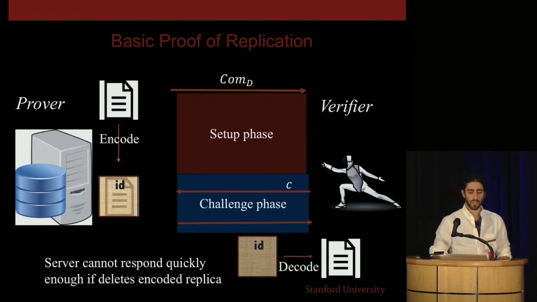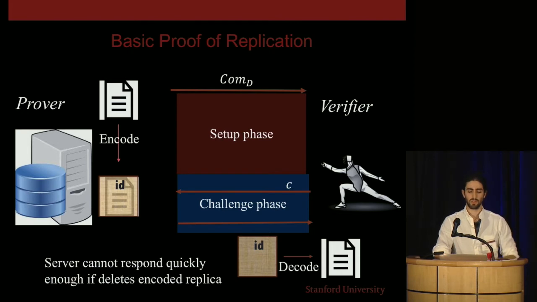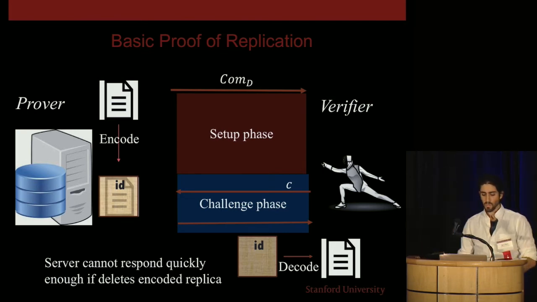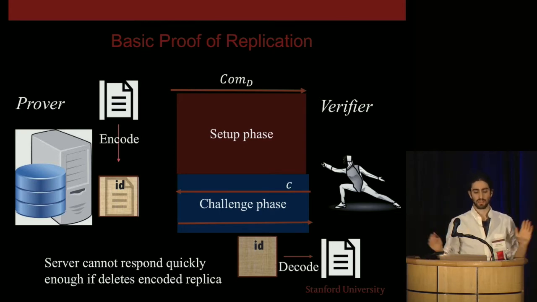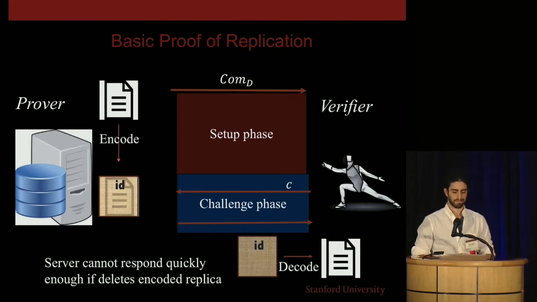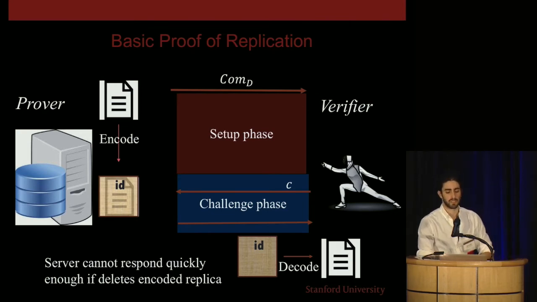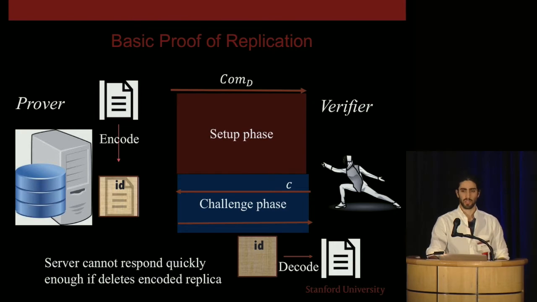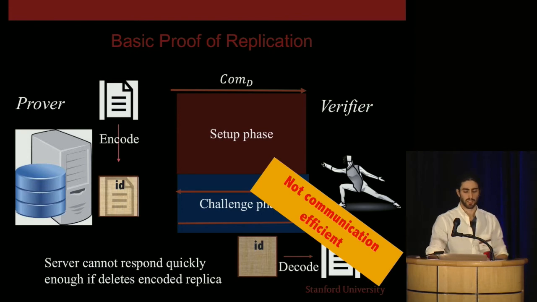So how is this going to work? The prover is going to use this time delay encoding in order to encode the file during the setup phase. And then during the challenge phase, the verifier, here's a straw man proposal, would request the file and then decode it to check that it matches the original file. The concept here is that the server cannot respond quickly enough if it deletes an encoded replica of the file.